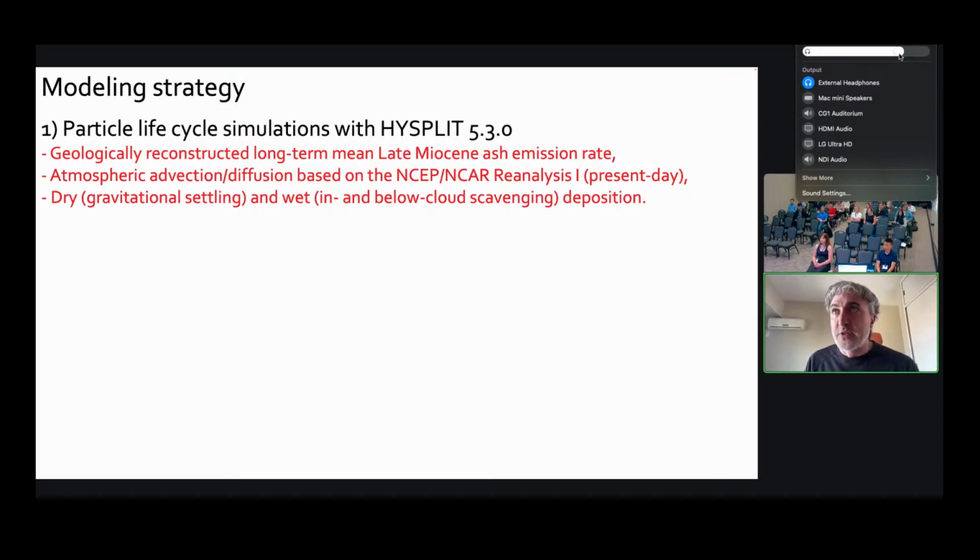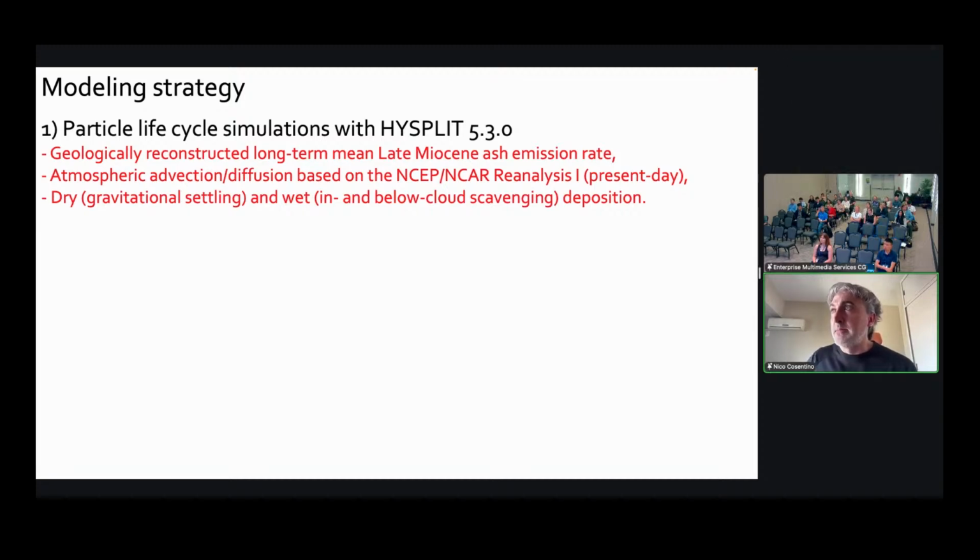We first geologically reconstructed a long-term mean late Miocene ash emission rate based on volcanic deposits close to the source. And then we used present-day meteorological data to represent atmospheric advection and diffusion. And finally, we turn on dry and wet particle deposition.